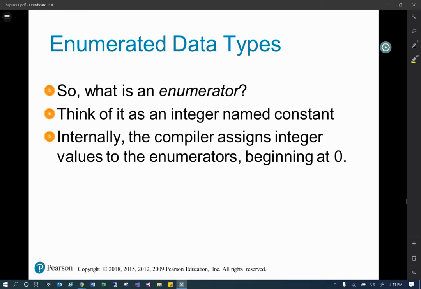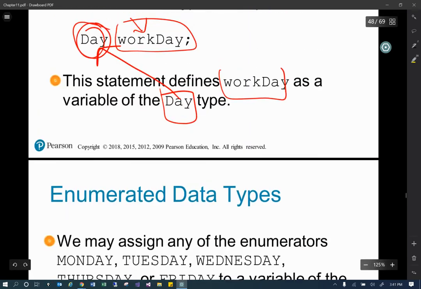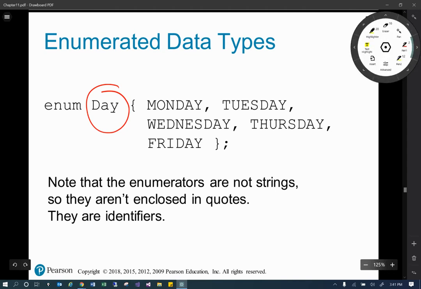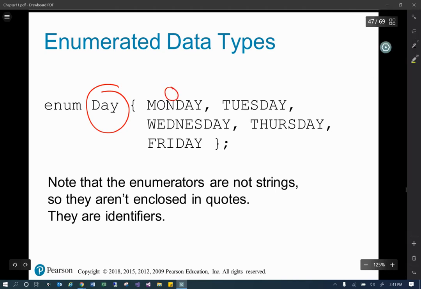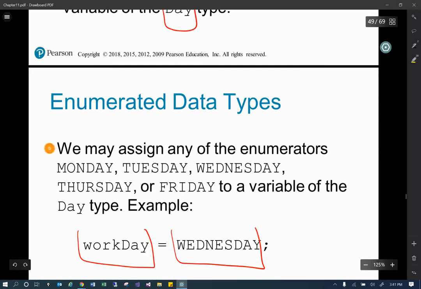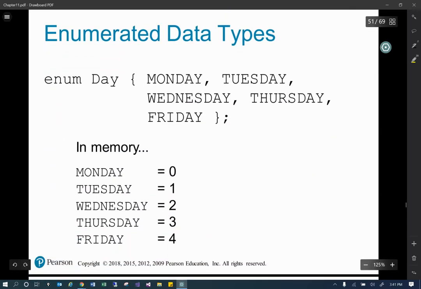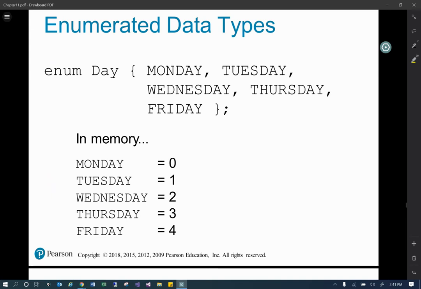And this is where it gets a little scary. Because if we go back to where we defined it, here we go. Behind the scenes, this is becoming a 0, 1, 2, 3, and 4. That's what's happening behind the scenes. Internally, the compiler assigns integer values beginning at 0. And that makes this really easy, yet really complicated real fast. So let's figure out why that is.